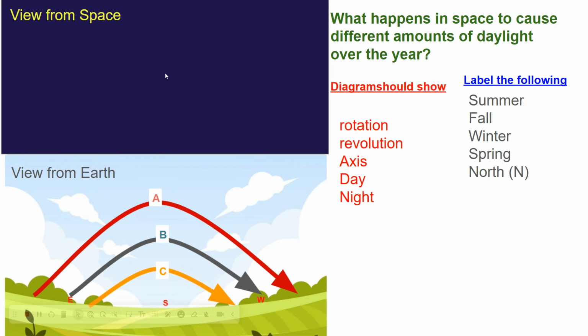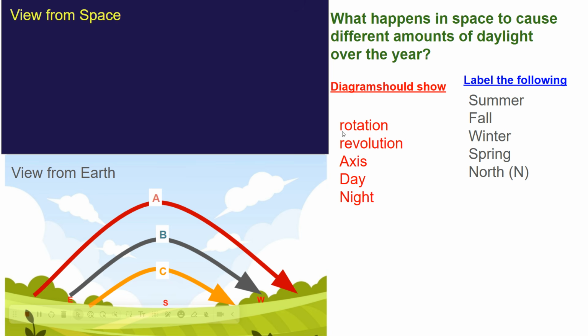Now, we're going to put that information we've gathered together into a diagram. At the end of this video, you're going to diagram that in your notebook. No notes until then. Your diagram should show, sorry, that should be a space.